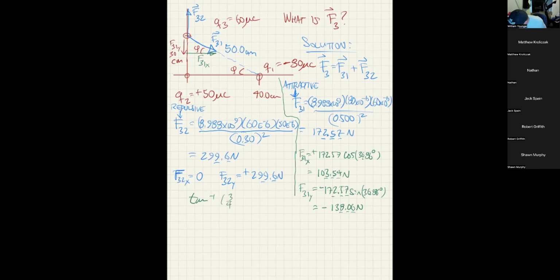Let me write this real quick, just so we'll have it somewhere on here. I think your values may be reversed. When I put in 172.57 times cosine of 36.86, I got 138.007. Excellent. Thanks for catching that. So I copied the wrong ones. So this one should be 138.06 newtons. Excellent. Good job, guys.